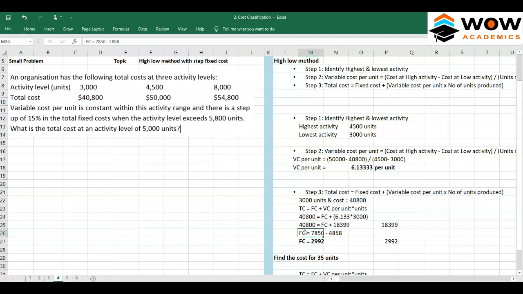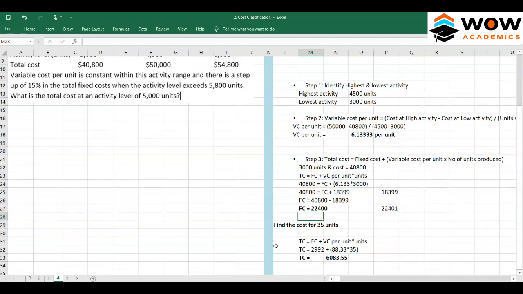Okay, so fixed cost would be 40,800 minus 18,399. When you solve, the answer that you get is 22,400. So our fixed cost is 22,400. So how do we find out the cost for 5,000 units?